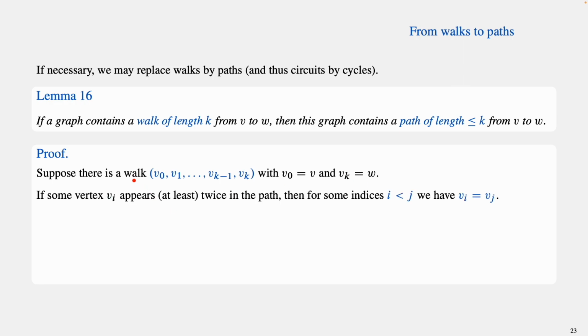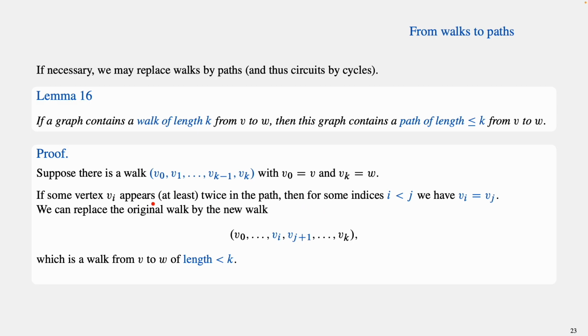Now, if this walk is not already a path, then some vertex vi appears at least twice in the path. So it appears at least twice in this list here. So we have two indices, i and j, where i is strictly less than j, such that vertex vi is identical to vertex vj. So these are the two distinct positions where this vertex appears.